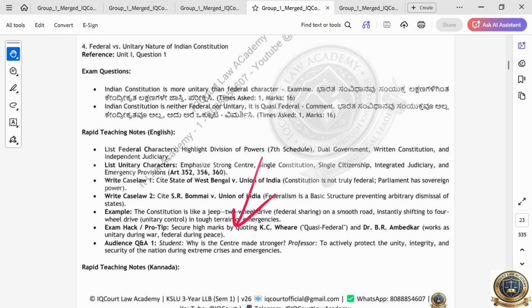Why is the Centre made stronger, sir, in India? To actively protect the unity, integrity and security of the nation during extreme crisis and emergencies.